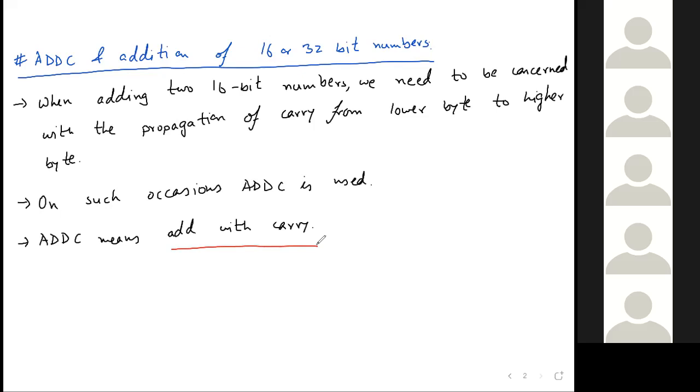But this is important only when we add 16 or 32-bit numbers, or any number greater than 8-bit. All of your registers or memory locations are 8-bit sized, which means you can add only 8 bits at a time. If the number is 16 or 32-bit, there are other bits of the number that are left out. So there might be a propagation of carry from the lower byte to the higher byte. In such cases, we need to use ADDC so that the carry is properly propagated from the lower byte to the higher byte.